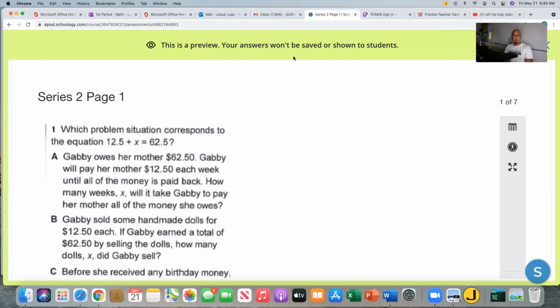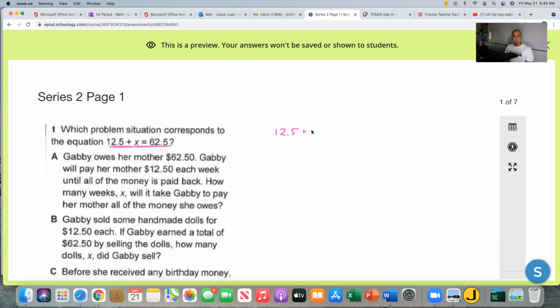This is number 1, and I'm not going to be giving answers for these. Rather, I just want to stir your understanding as you're going through these problems. Number 1, which problem situation corresponds to the equation 12.5 plus x is equal to 62 and 5/10? So the important information is obviously right here. I encourage you to write that down in your notebook, as I do want you to show your work in these problems.